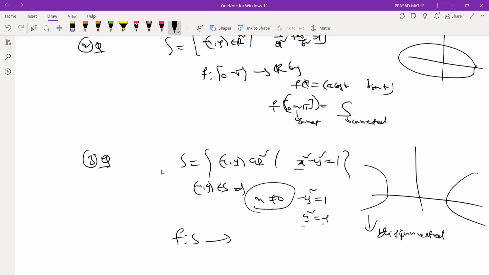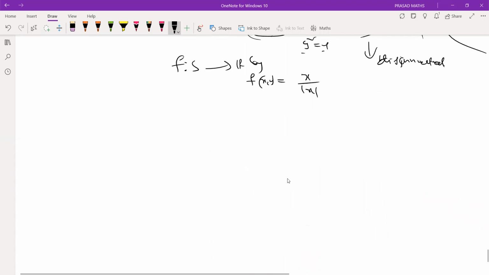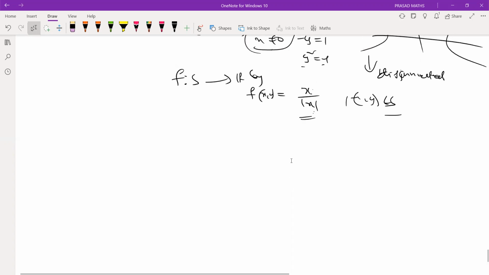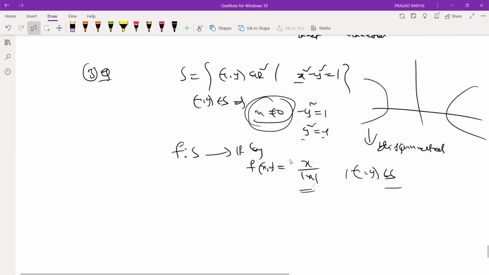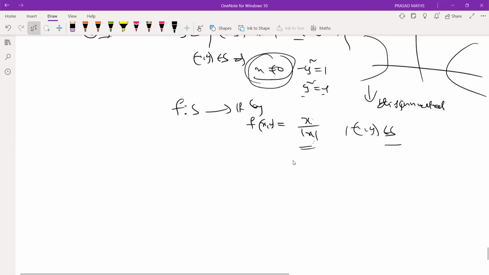So I can define a continuous map f of x comma y equals, what is this? X is non-zero, so I can define it like this: x by mod x, where x comma y is a point in S. It is clearly a continuous map because x is continuous, mod x is continuous, and x by mod x is always continuous on S, because when you take an element of S, the x should not be 0. What is the image? Whenever x is positive, x by x is 1. Whenever x is negative, x by minus x is minus 1.